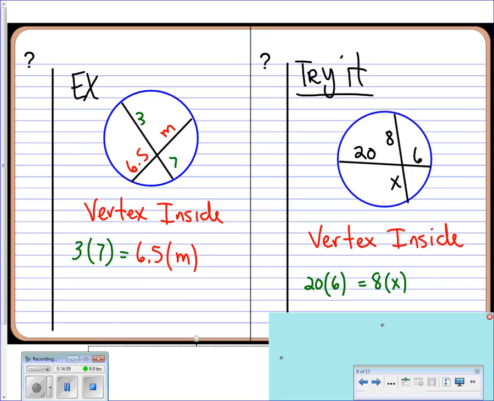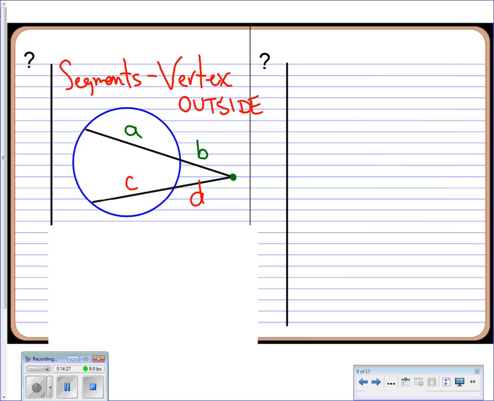If you didn't write that vertex inside the shape, go ahead and do that real quick. But hopefully you have, in green or your equations like mine in green, partner times partner equals partner times partner. So now we're looking at a different kind of problem.